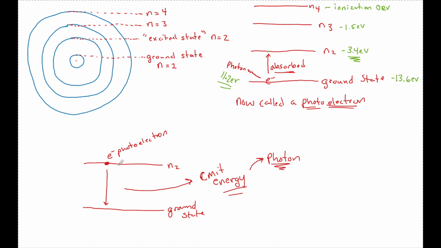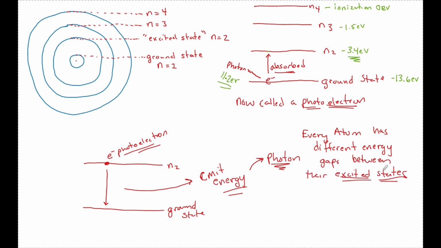Okay, so that's how light is created. Light is created when an electron or a photoelectron falls from a higher energy level down to a lower energy level. And every single atom has a different amount of energy between its energy states. So that's something that's important to know. Every atom, I'll call them energy gaps. Now, why is this important? Well, because if every atom has a different energy gap, that means that every single atom can only produce certain photons or certain types of light to leave that atom.